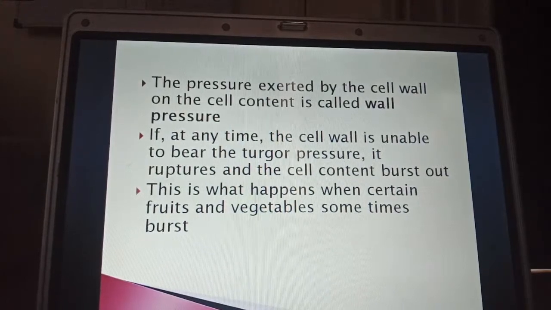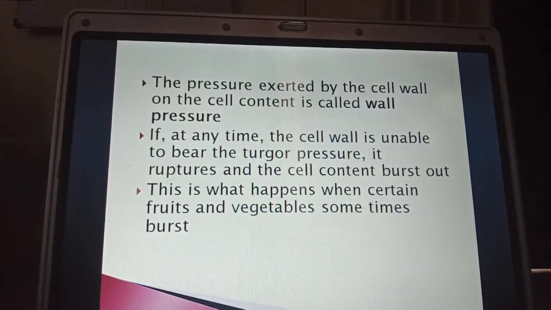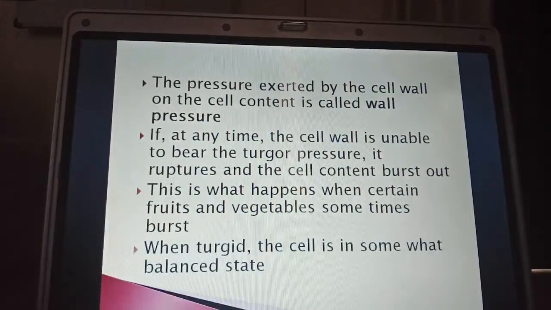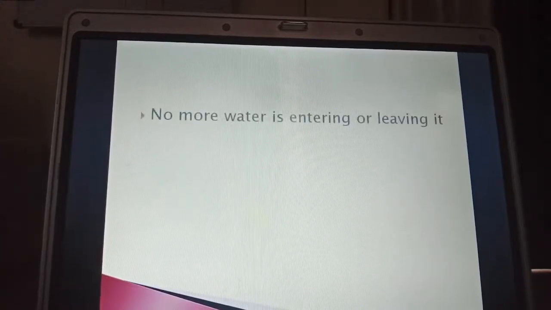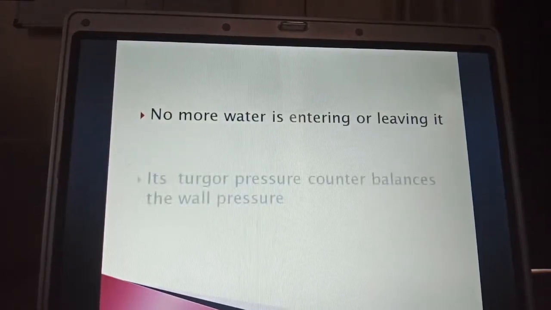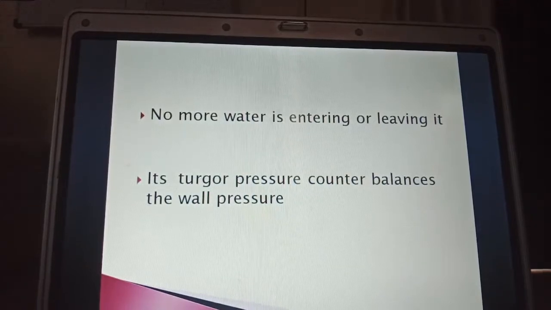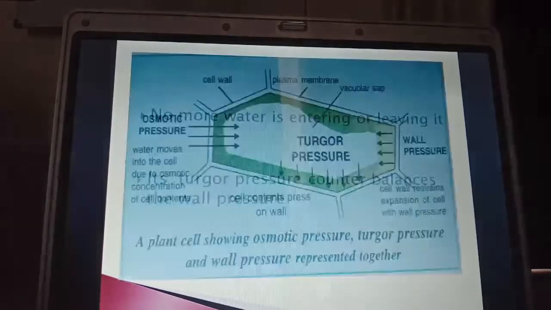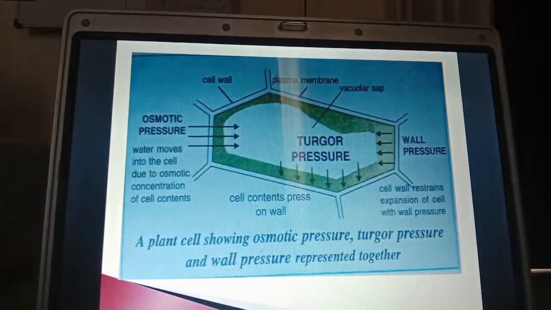This is what happens when certain fruits and vegetables sometimes burst. When turgid, the cell is in a somewhat balanced state. No more water is entering or leaving it. Its turgor pressure counterbalances the wall pressure. This is the diagram that I have drawn on the board also, showing osmotic pressure, turgor pressure, wall pressure. A plant cell showing all these three, which is represented all together.